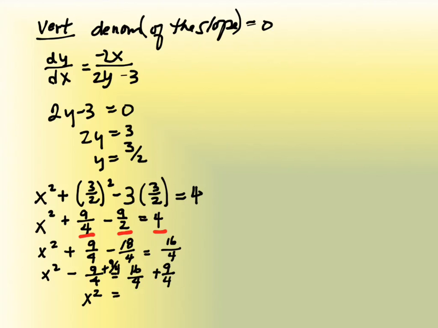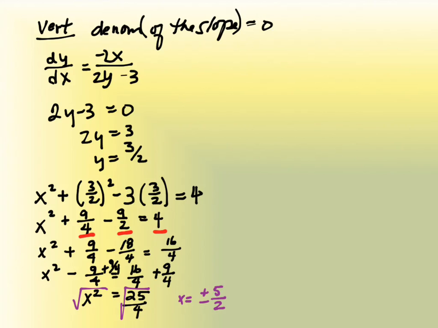So what is 16 over 4 plus 9 over 4? 25 over 4. How nice. Because what's going to happen next? Square root. What's the square root of 25 over 4? Is it just 5 halves? Yeah, a plus or a minus.